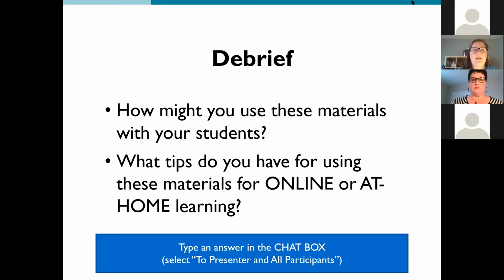Any other thoughts about how you might use these materials? Enter them into the chat box.